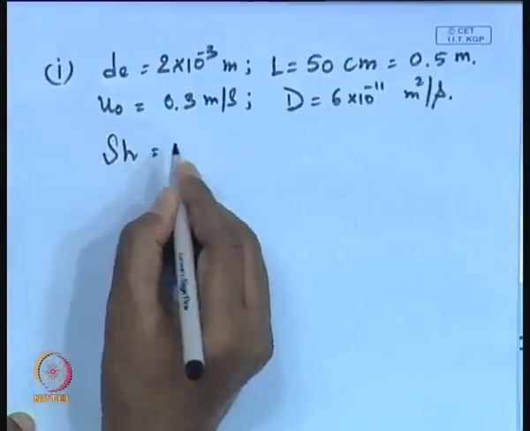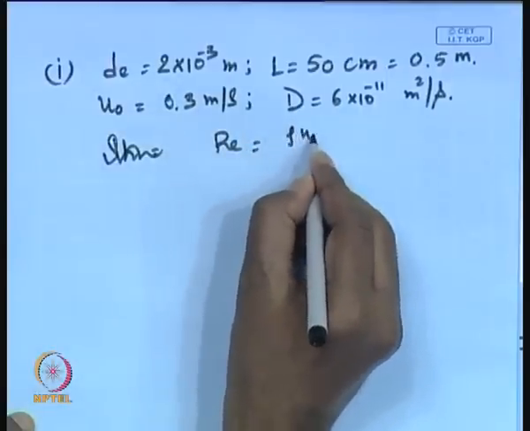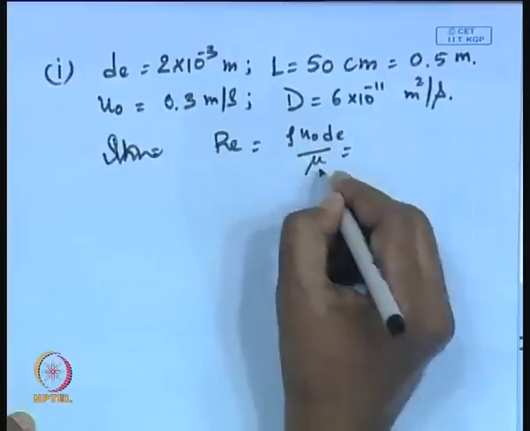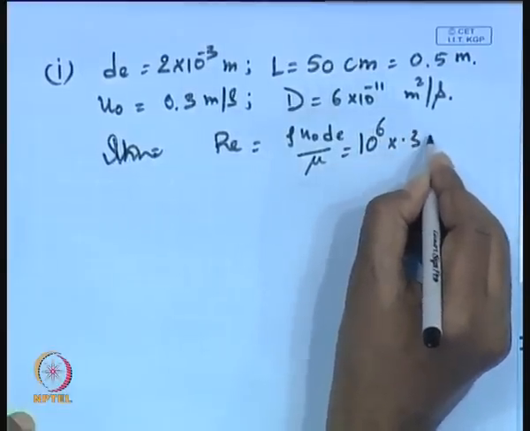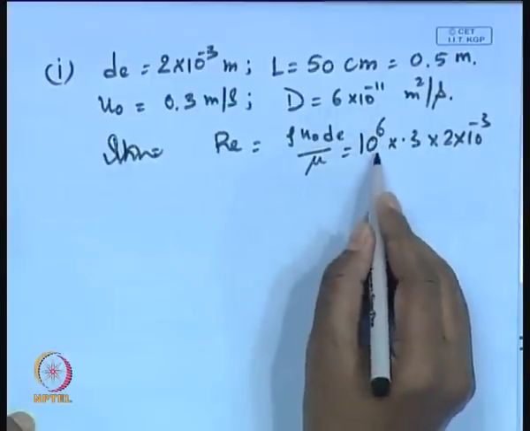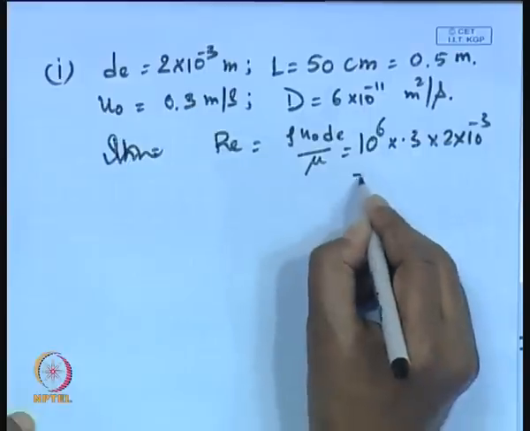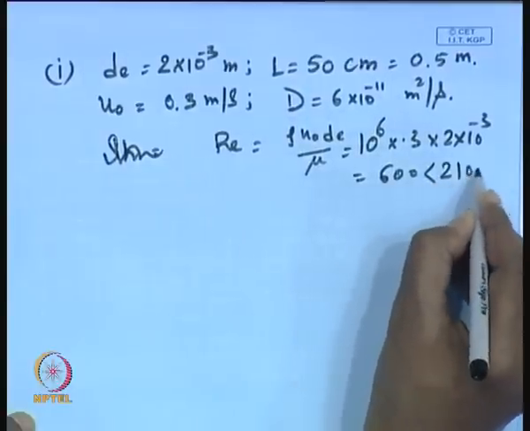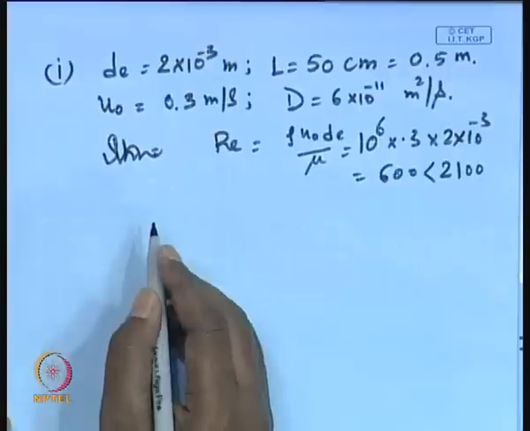Okay. So, you can calculate the value of the Sherwood number and the Reynolds number. The Reynolds number will be rho U0 d equivalent by mu. In this particular case, rho by mu will be 10 to the power 6, U0 is 0.3, d equivalent is 2 into 10 to the minus 3. So, it will be 600, right. So, it is definitely less than 2100 and it is laminar flow. So, we will be using the Sherwood number for the laminar flow profile.